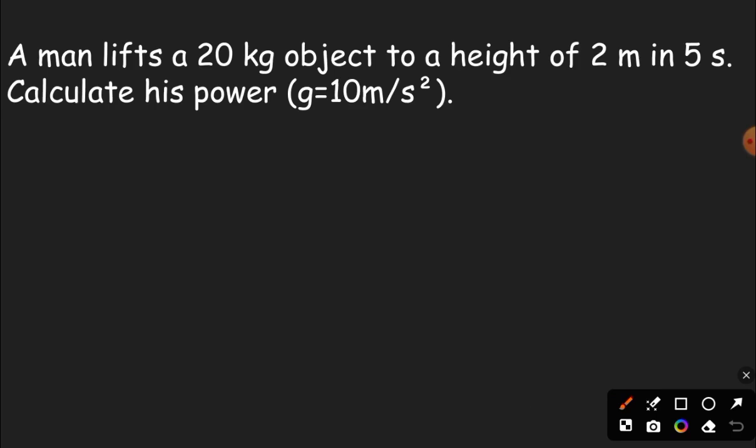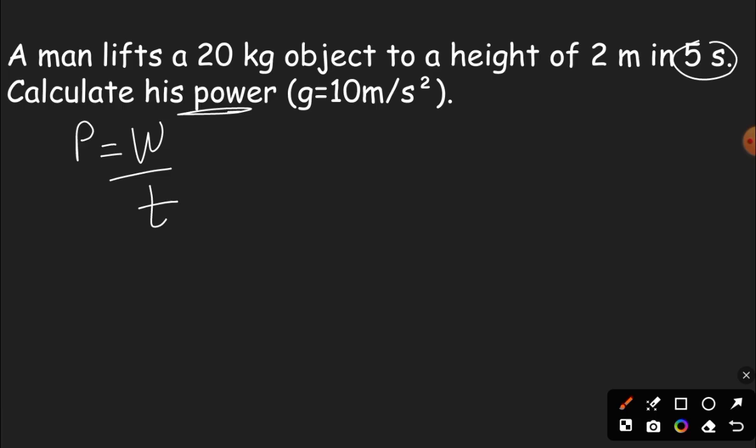Now pause the video and try this last question. A man lifts a 20 kilogram object to a height of 2 meters in 5 seconds. Calculate the power. Power equals work done over time taken. Now, we're not given the work, we're given time, just time. So what you need to do when questions like this are given to you is, you don't start to find what you were told to find, because no matter what you do, you're not going to get it. Use the information you have to find something that is closer to what you know.